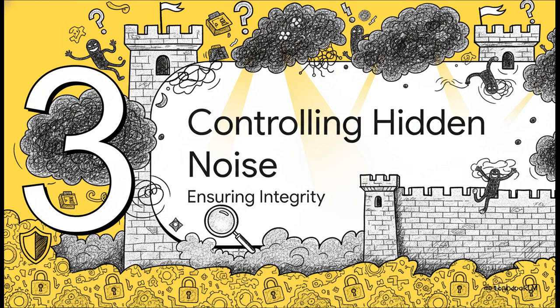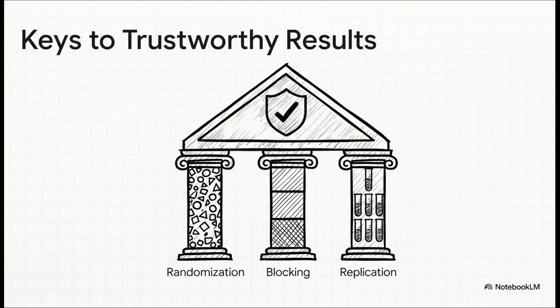An experiment, I don't care how cleverly it's designed, is worthless if you can't trust the results. So this section is all about building a fortress around your experiment to protect it from all the hidden noise and bias that can just make your data meaningless. And in our quality control toolkit, there are 3 core techniques. I want you to think of these as the absolute pillars of experimental integrity: randomization, blocking, and replication. Let's break them down one by one.